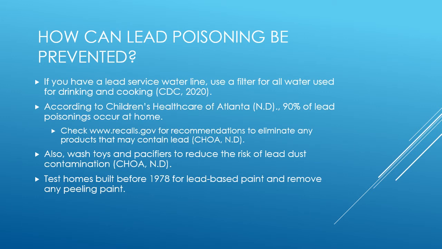How can lead poisoning be prevented? If you have a lead service water line, use a filter for all water used for drinking and cooking. According to Children's Healthcare of Atlanta, 90% of lead poisonings occur at home. Check www.recalls.gov for recommendations to eliminate any products that may contain lead in your home.